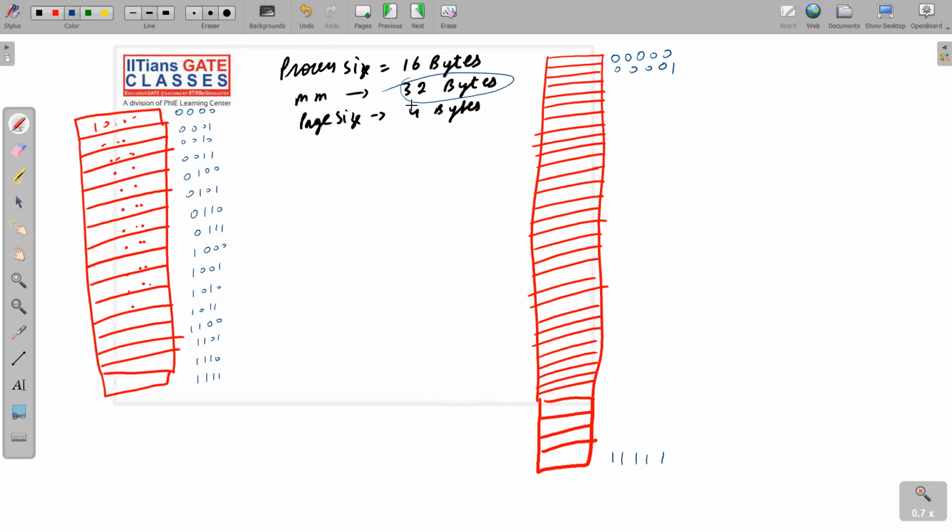Okay, and now next is page size is 4 bytes. Page size 4 bytes means 1, 2, 3, 4. So this is 4 bytes. So this is first page. You can consider it as page number 1. Now 1, 2, 3, 4, 4 bytes. So this is now page number 2. Next 1, 2, 3, 4. This is page number 3, and last is page number 4. I think you have got it.